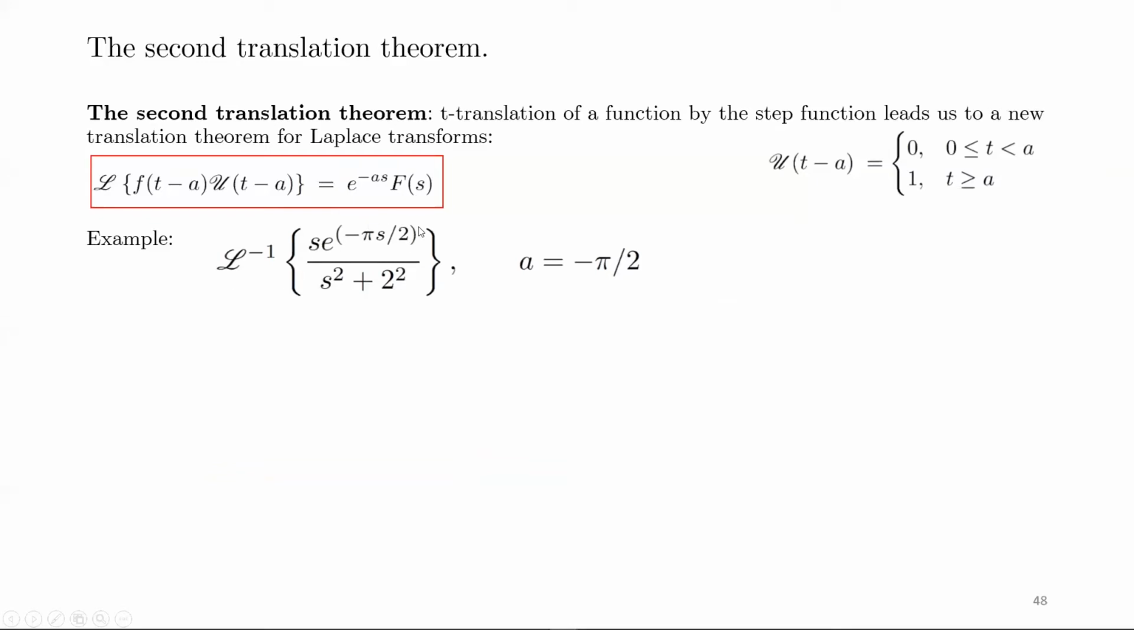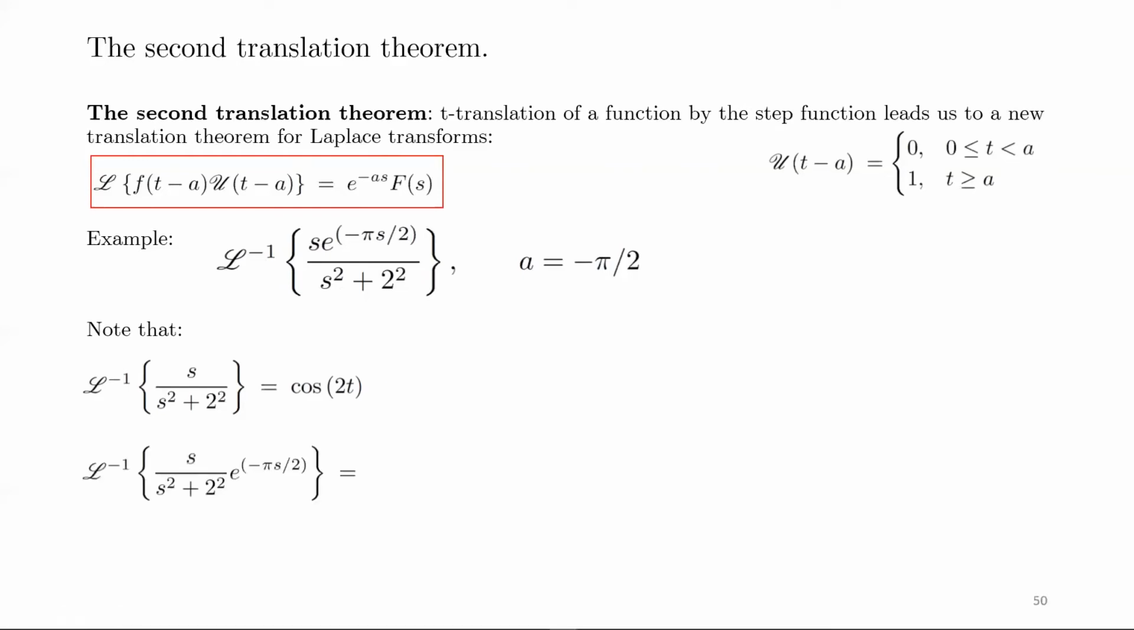If I didn't have this exponential term in here, I'd be finding the inverse Laplace transform of s over s squared plus 2 squared. And if you recall, that was a cosine. If I just ignore that exponential term for a moment and take the inverse Laplace transform of what's left, I know that would be equal to cosine of 2t. Therefore, the inverse Laplace transform of that thing times the exponential, what is it going to be?